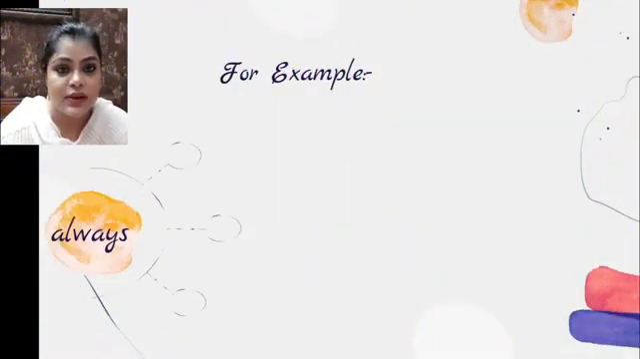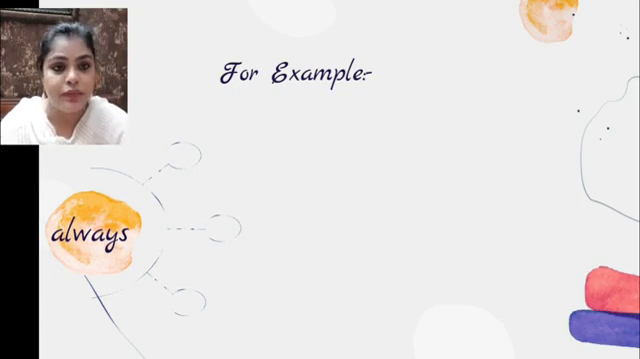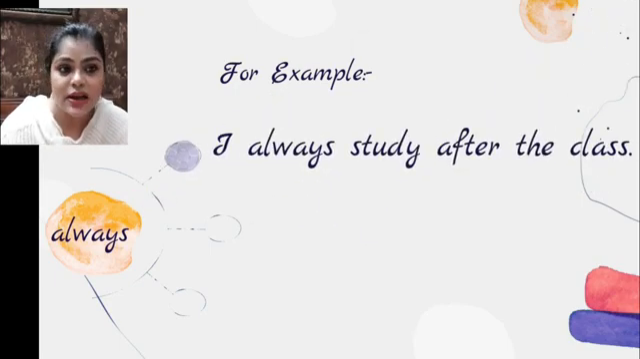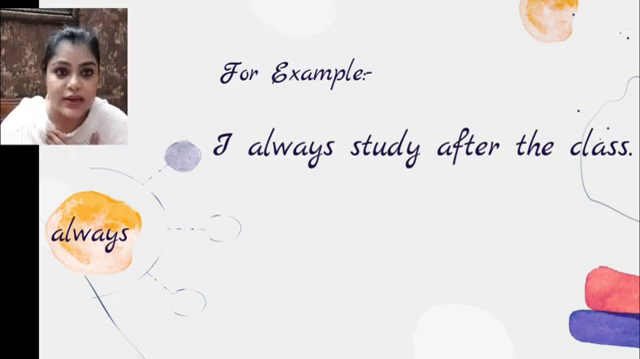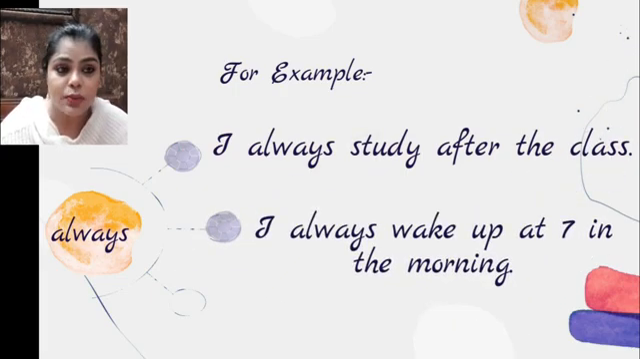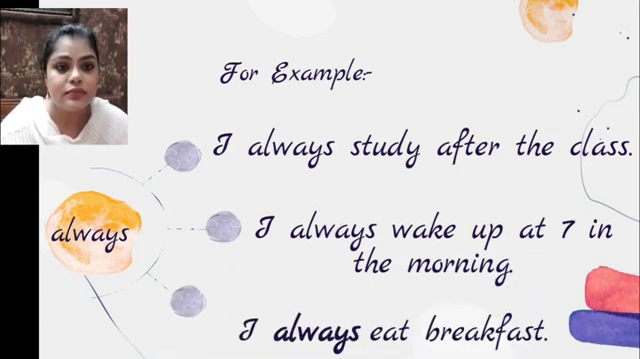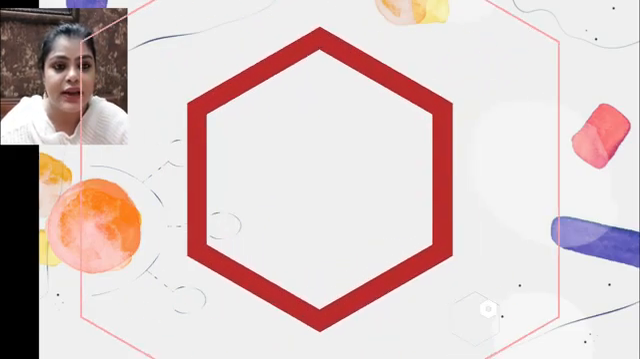First word, we will see the examples of always. Now, I always study after the class. Like 100%. I always wake up at 7 in the morning. That means every single day I wake up at 7 in the morning. Next, I always eat breakfast. It's a good habit. I always, like every single day, eat breakfast. 100%.